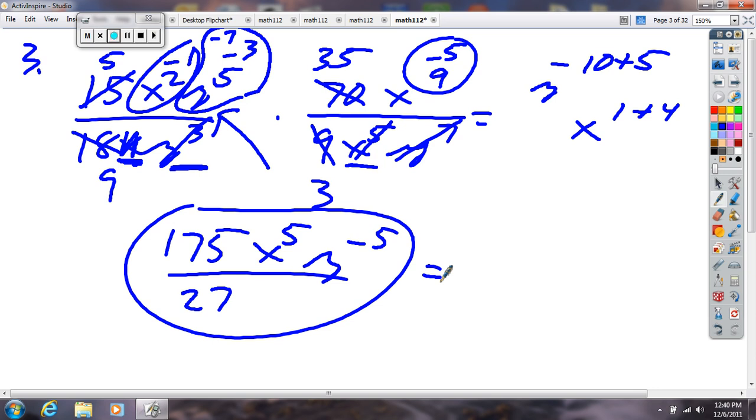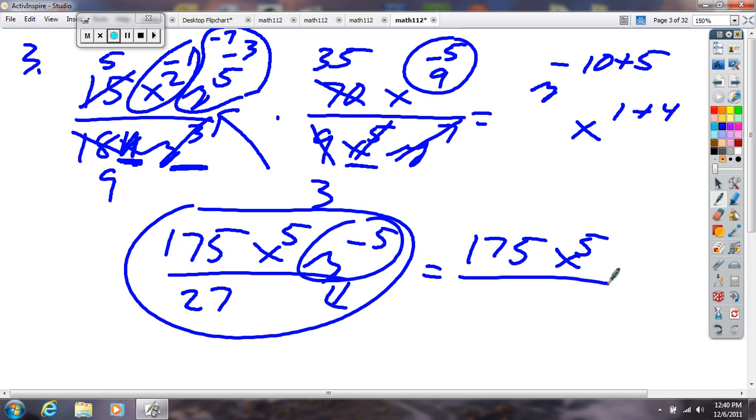I'm pretty sure the problem says, on the test it's going to say make them positive. So if you have to make them positive, this one has to go to the bottom. So it's 175. The x to the 5th stays on top. On the bottom you have the 27. And the y to the negative 5 goes back down to the bottom. So it's y to the positive 5.